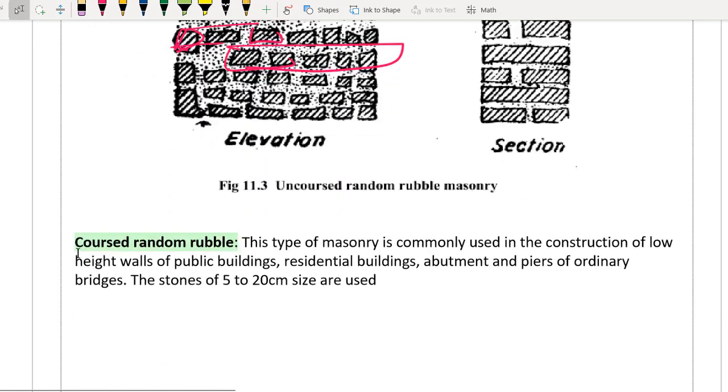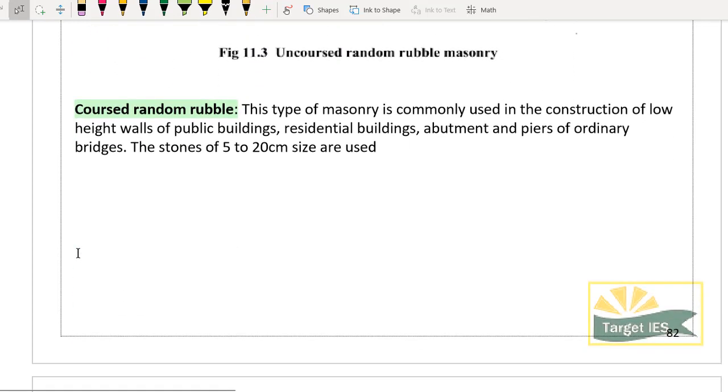What will the strength be? Obviously it will be less. Next is coursed rubble masonry. So I told you, a course is a horizontal layer.